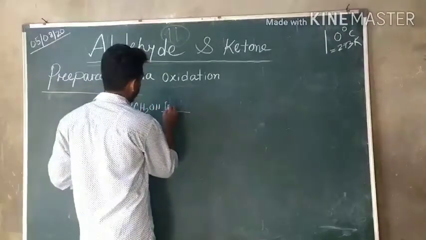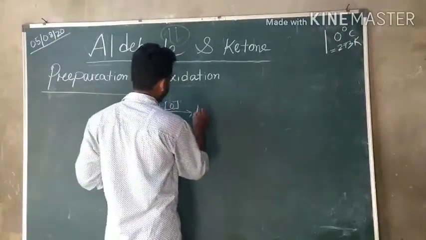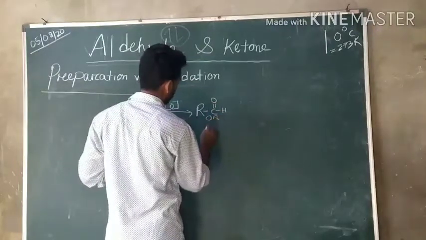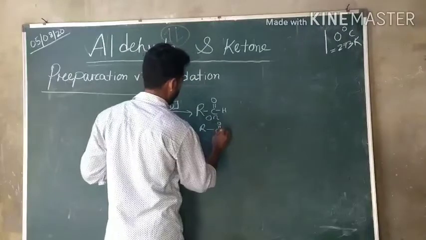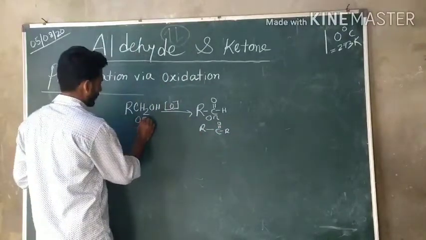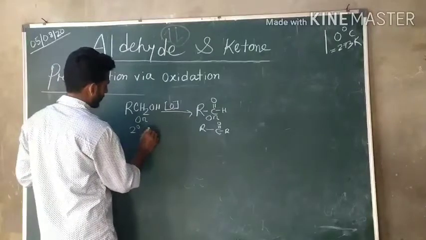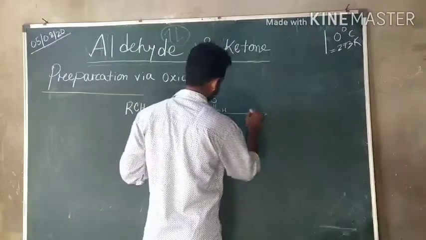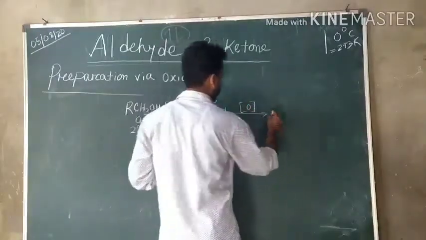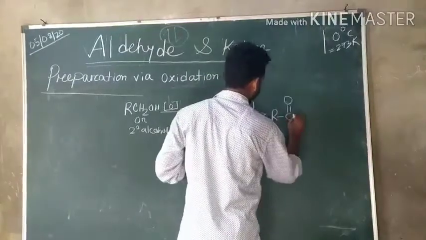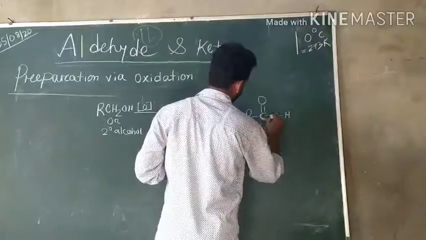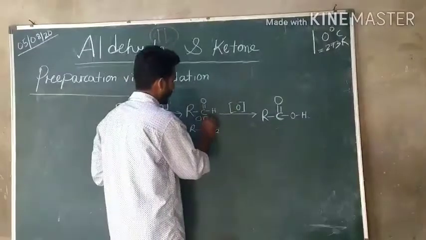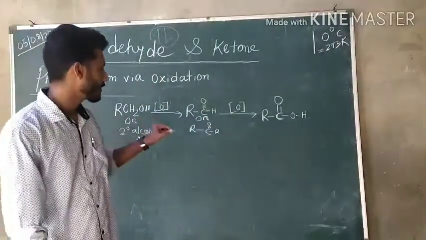If you oxidize a primary or secondary alcohol, then we'll get an aldehyde or ketone, and further oxidation will get a carboxylic acid. This sequence is very important for preparation methods.